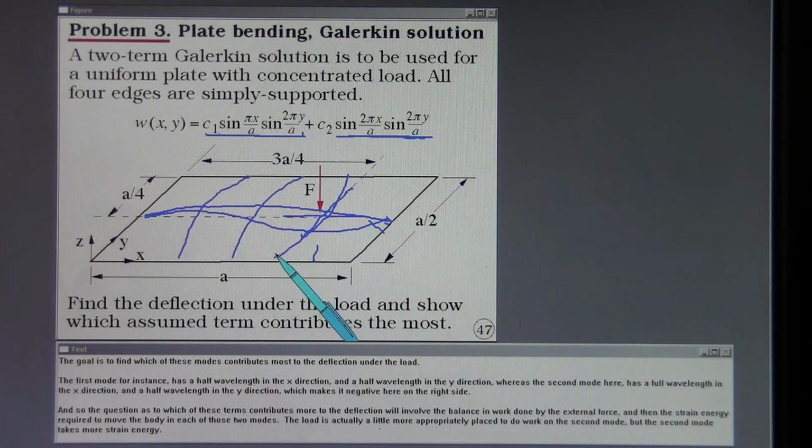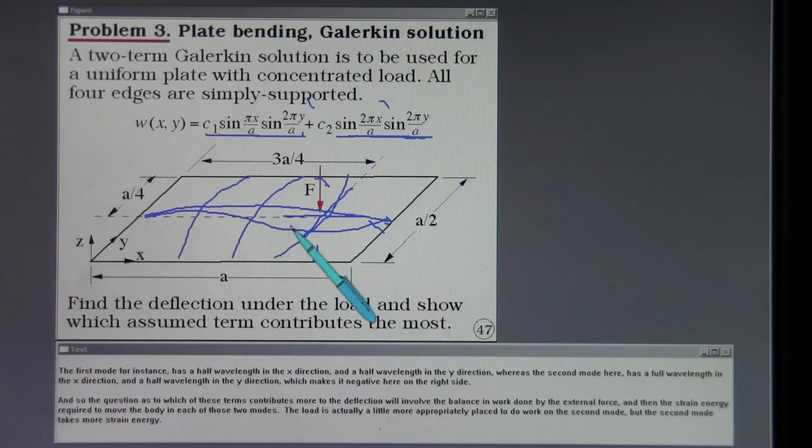And so the question as to which of these terms contributes more to the deflection will involve the balance in work done by the external force and then the strain energy required to move the body in each of those two modes. The load is actually a little more appropriately placed to do work on the second mode, but the second mode takes more strain energy.